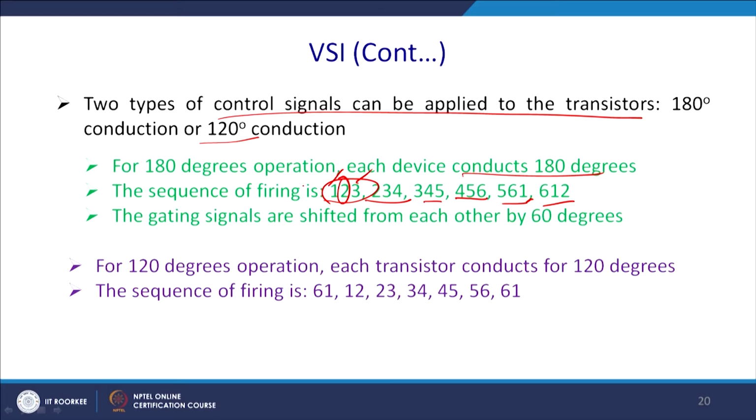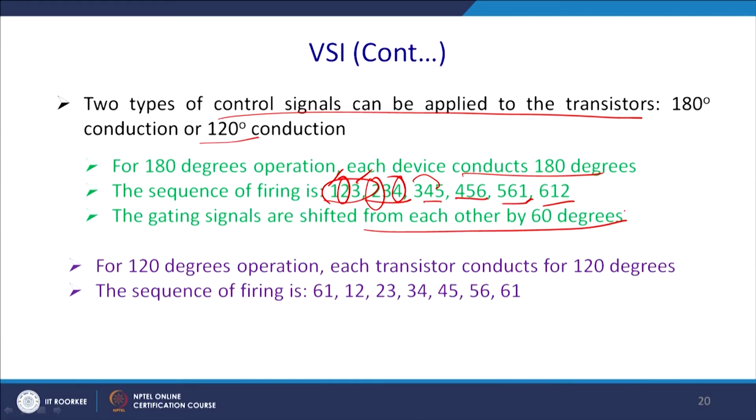Thereafter 1 will be the outgoing thyristor after 180 degree. So, 2, 3, 4 will conduct, and the incoming thyristor will be 4. So, there will be 2 thyristors from the lower leg and 1 thyristor from the upper leg. Similarly, this will follow again, with 2 thyristors from the upper leg, because odd numbers are upper and even numbers are for the lower leg, and the gating signals are shifted from each other by 60 degree.